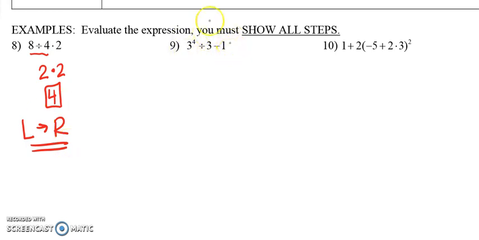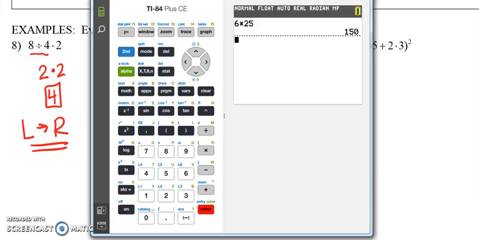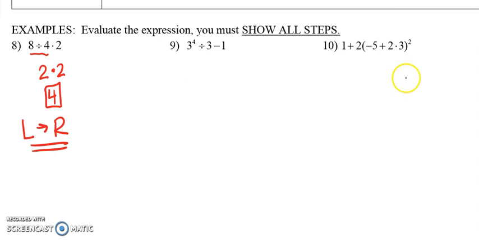Okay, so looking at this, I don't have parentheses, but I do have an exponent, and that's next. So 3 to the 4th. 81. So we've got 81 divided by 3 minus 1. Order of operations says division is next. So 81 divided by 3 is 9. And then we do 9 minus 1, which is 8.